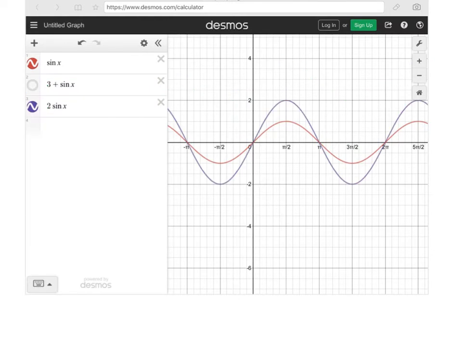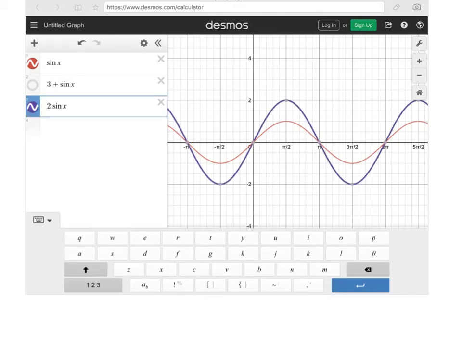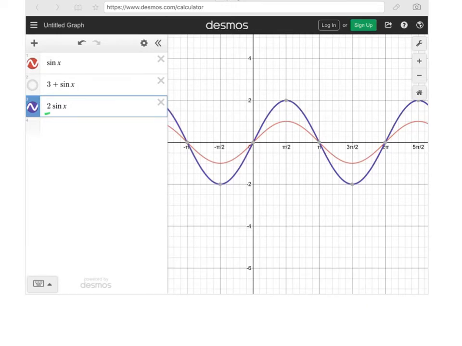Okay, so I turned off the graph of 3 plus sine x, and now I turned on the graph of 2 sine x. Now, the 2, if it's multiplied by sine, that 2 number there is going to tell you how high and how low it goes. In other words, the amplitude. So now we're going to be looking at the amplitude. In this case, it has an amplitude of 2.